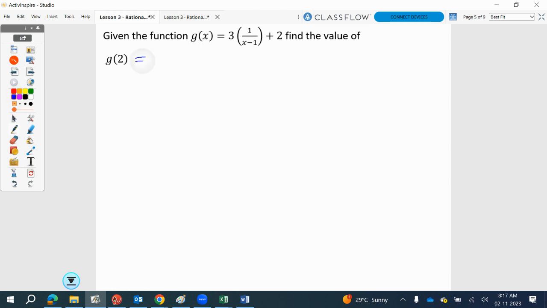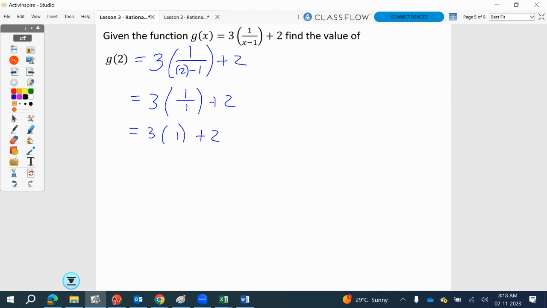So G of 2 is 3 bracket 1 over, we put the 2 in here like this. So we start by inserting the value. Next up, how do we evaluate this? Well, the first step we do is 2 minus 1. The next step we do is this. The next step we do is this. And then our final step is that.